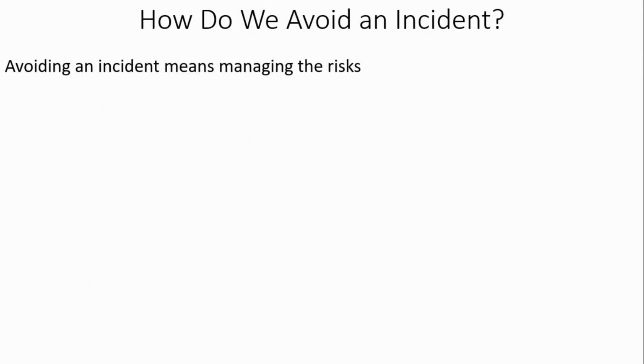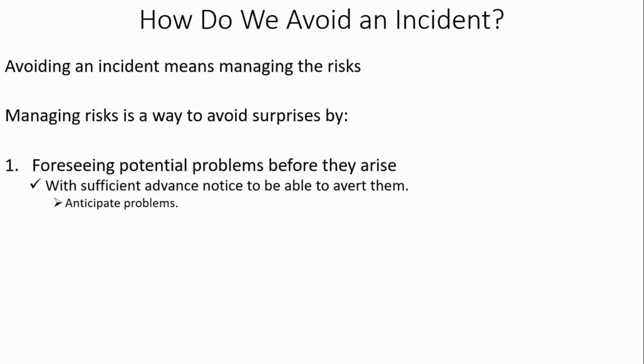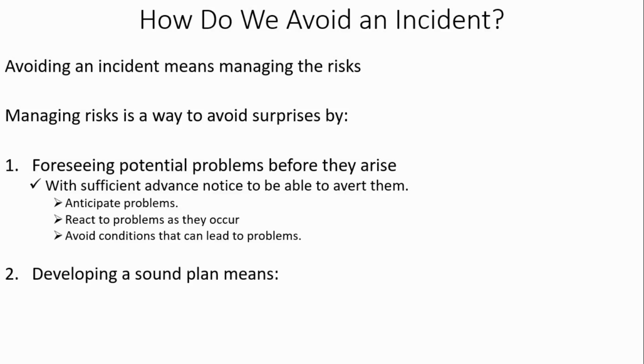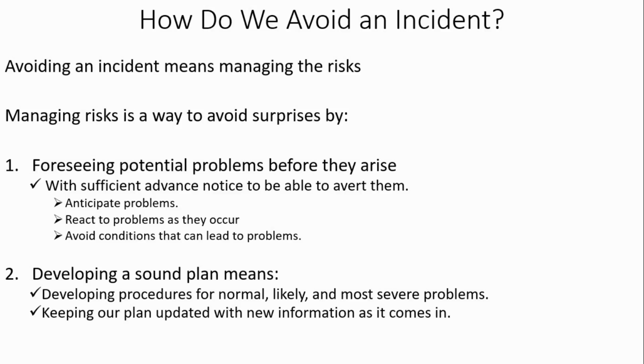So avoiding an incident means managing the risk. So managing risks is a way of avoiding surprises by, well, foreseeing potential problems before they arise, and you need to do that with sufficient advance notice to be able to avert them. You need to be able to anticipate the problems and react to problems as they occur and avoid conditions that can lead to problems. And it's developing a sound plan beforehand, developing procedures for normal, likely, and most severe problems so everybody knows how to react. Keeping our plan updated with new information as it comes in, and keeping the rig crews informed of any new developments in that plan.